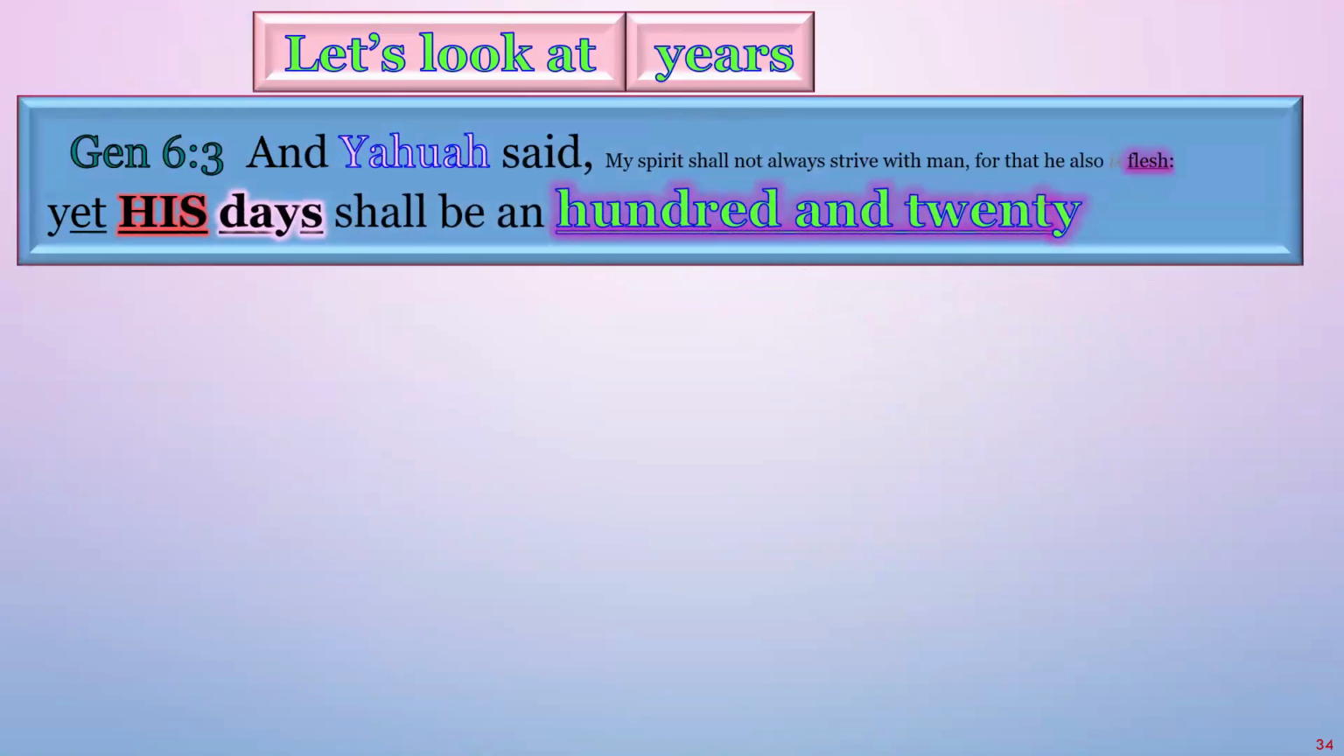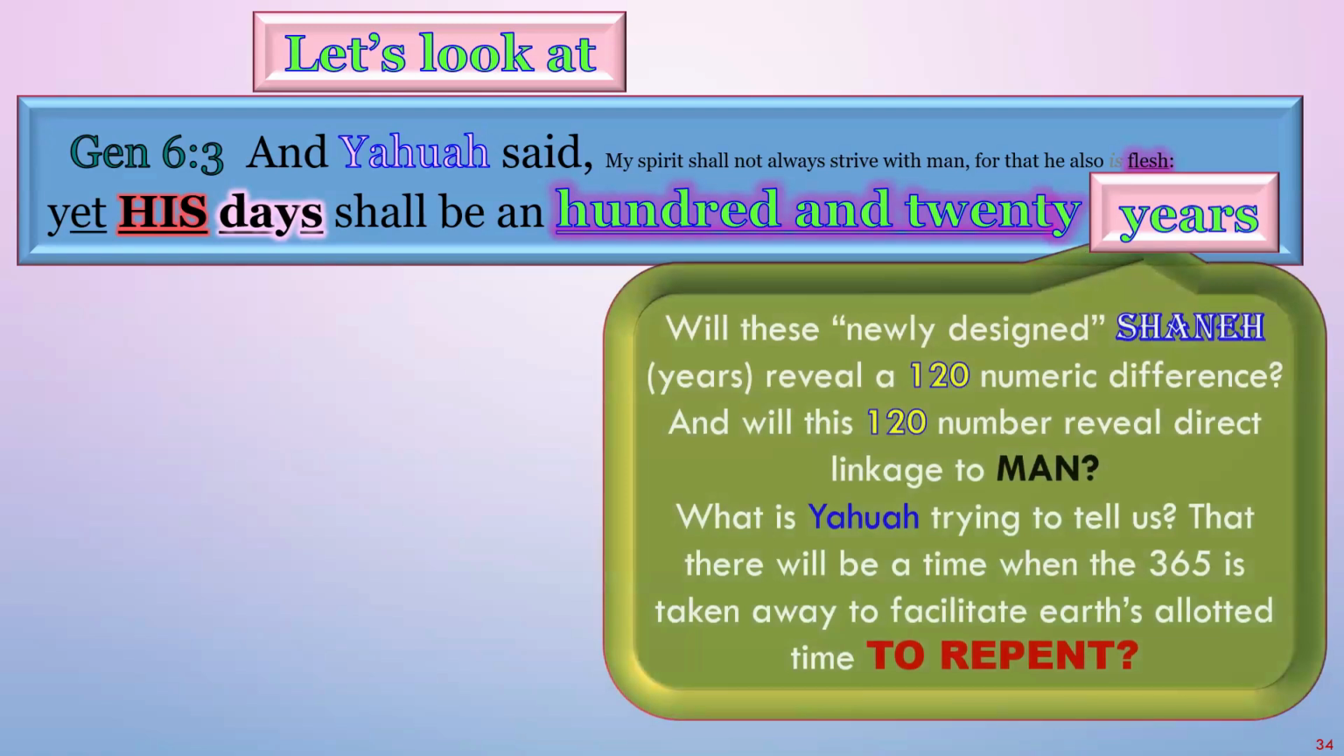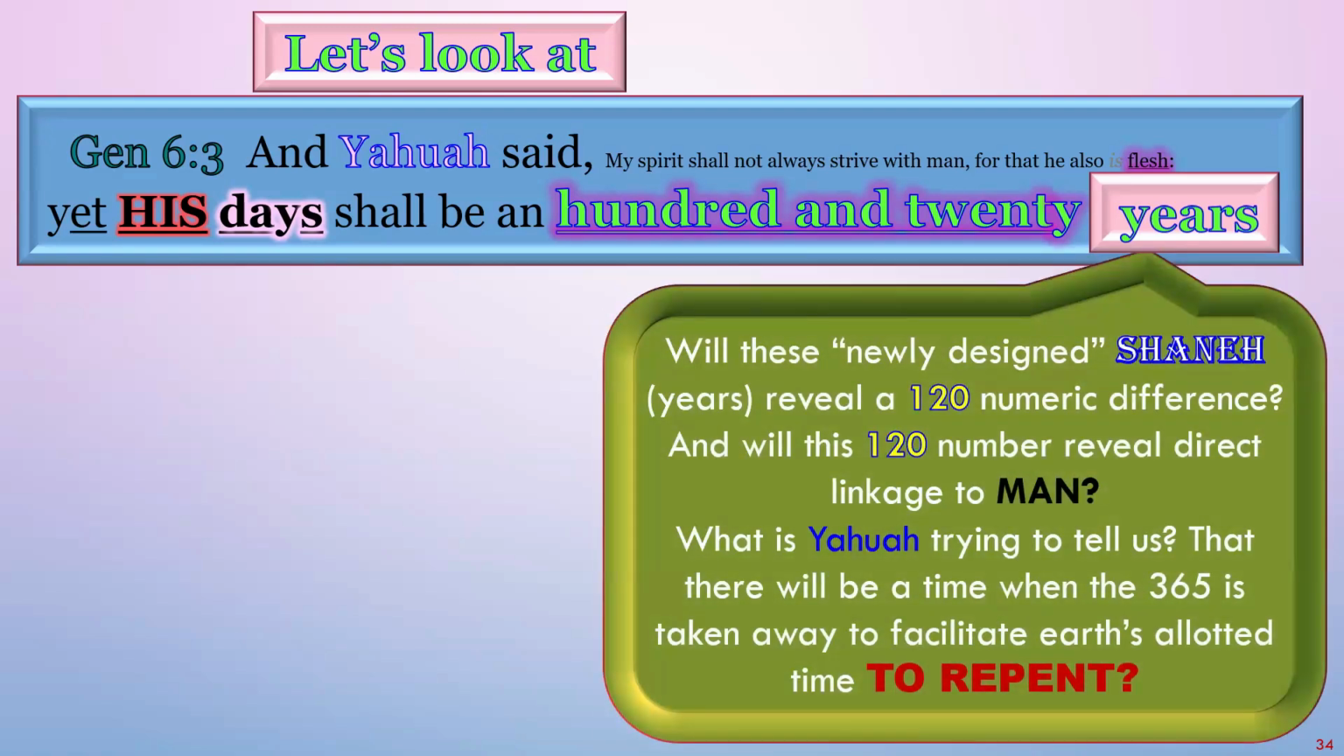Let us look at years. Genesis 6, verse 3. And Yahuwah said, my spirit shall not always strive with man, for that he also is flesh. Yet his days shall be 120 years. Could it be format? Will these newly designed Shana years reveal a 120 numeric difference? And will this 120 number reveal direct linkage to man? What is Yahuwah trying to tell us? Maybe a better question is, are we listening? What's he trying to tell us?